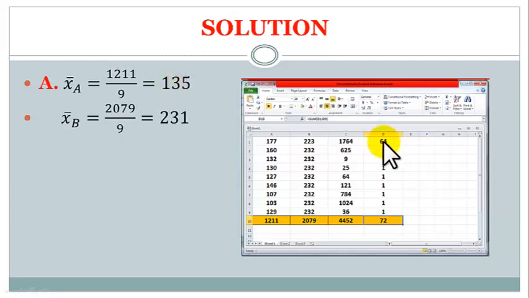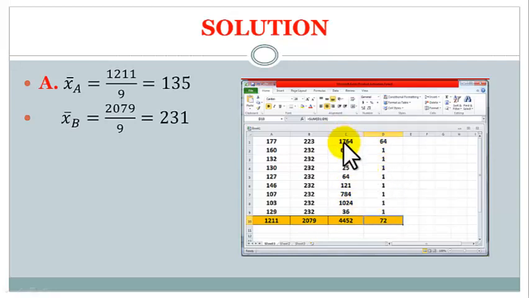Also in cell D1, type this command, equal to, in bracket, B1 minus 231, bracket cap 2. Press enter. This value 64 will appear. That is the square of the deviation of 223 from the mean 231. Once these two values are obtained, you can then copy the content of C1 and D1 and paste in the rest of the cells, and these values will appear.